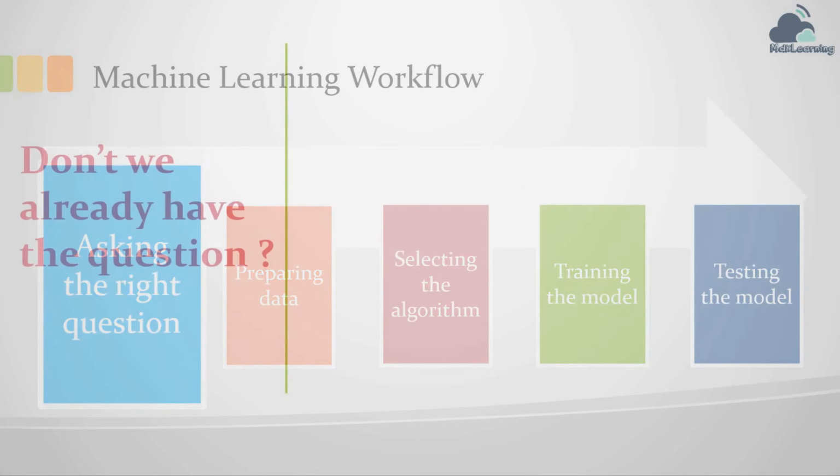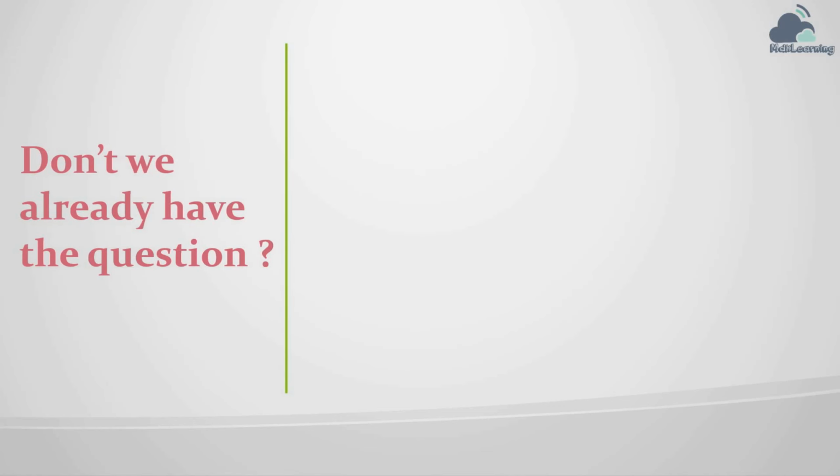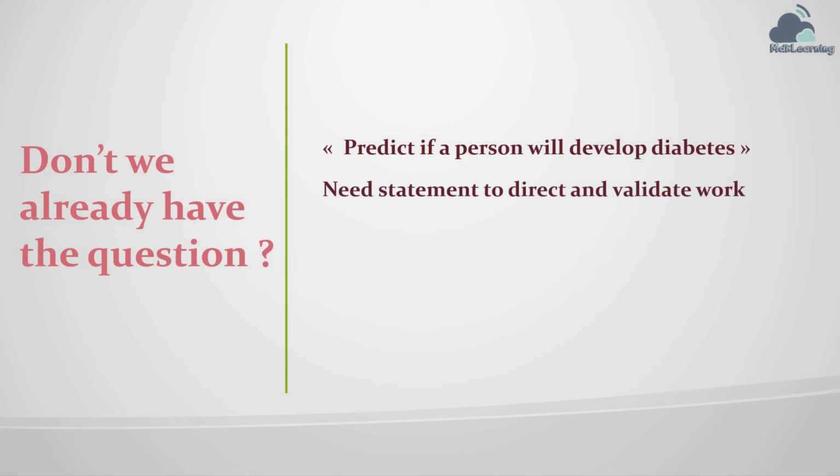At first glance, it might seem that asking the right question is easy. After all, don't we already know that we want to predict if a person will develop diabetes? But this is a case of appearances being deceiving. We need a question that will direct and validate our work. That is, the question which drives the direction of the data we gather, how we mold the data, how we interpret the solution, and the criteria we use to validate the solution.